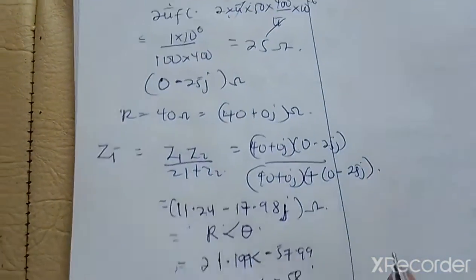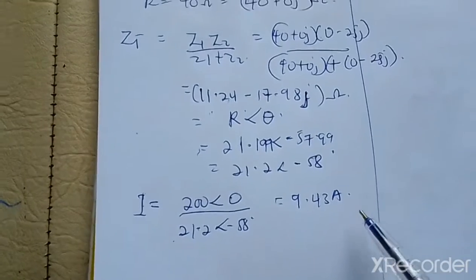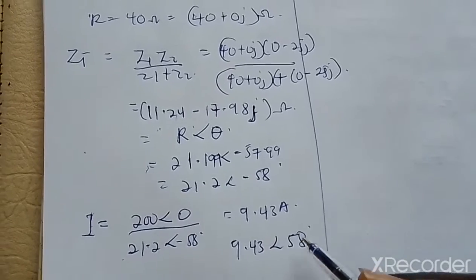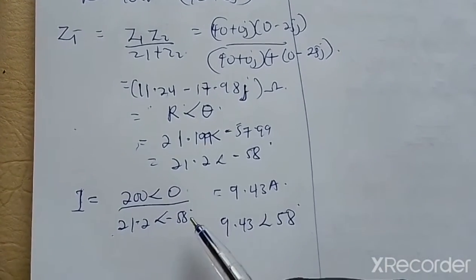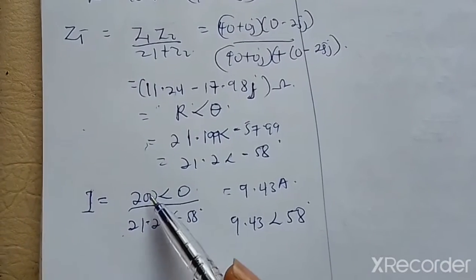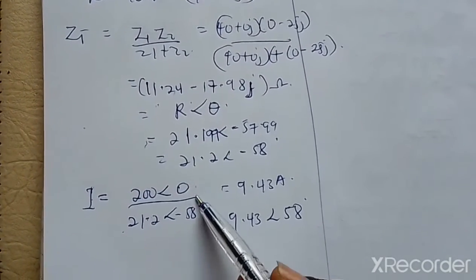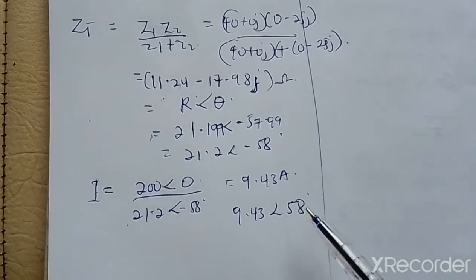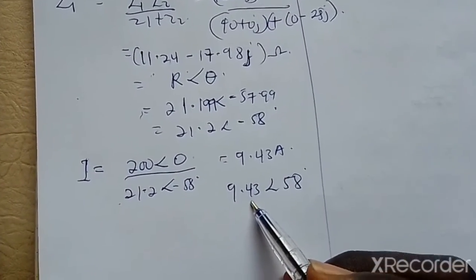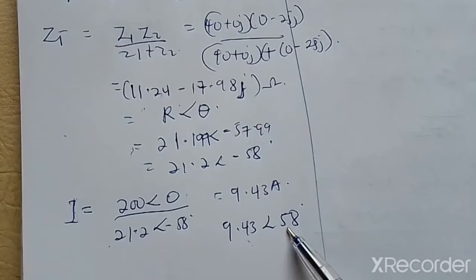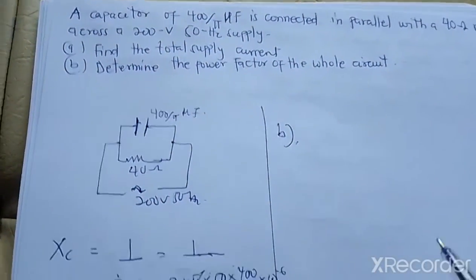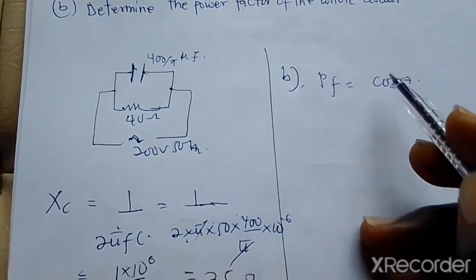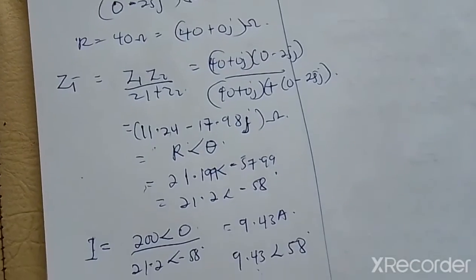Now let's go to the B part, which is to determine the power factor of the overall circuit. From the answer, this 9.43 is the magnitude part. So you have 9.43 angle 58 degrees. That will be positive because you have 0 minus this. In complex mode, when you divide, the argument will subtract, this one minus this, so you get positive. So if this is the magnitude of the current, this will be the phase difference between the current and the voltage. The power factor, PF, of the entire circuit is equal to cos theta, where theta is the phase difference. And from the question, the phase difference was 58 degrees.